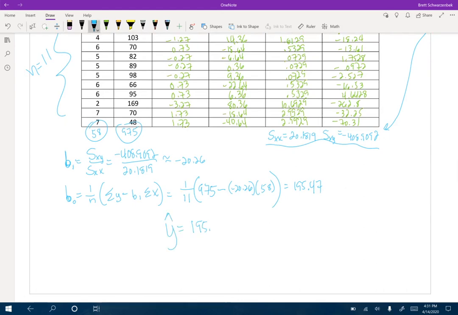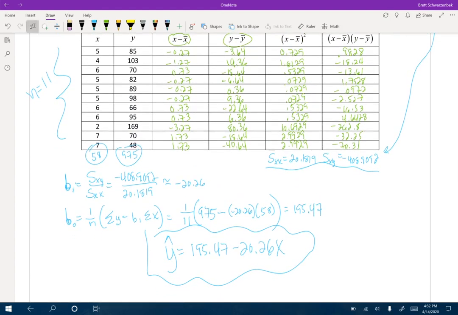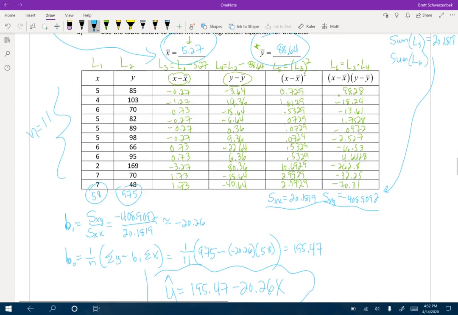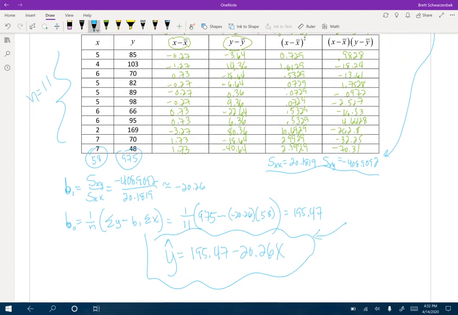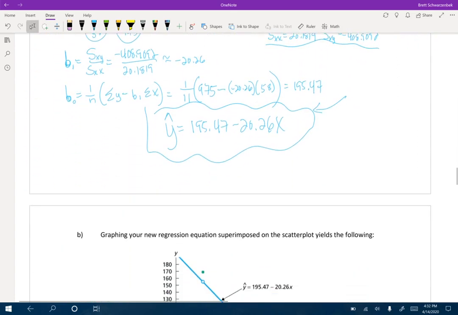195.47 minus 20.26x. Okay, so it is what it is. You can mathematically go wrong anywhere and create this. Also, by the way, these means were rounded to 2 decimal places. It wasn't a huge deal because you're not going to be doing this a lot. You're going to be using the calculator too, but that also would create a little bit of error here, but not a big deal. This is generic, just so that you understand how to find a regression equation. This is how you do it, and this is a good example of said problem.